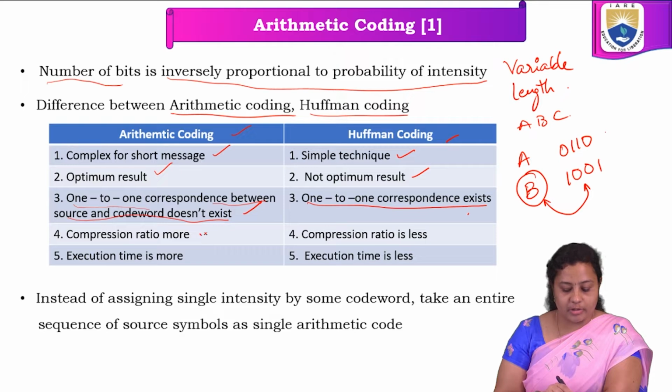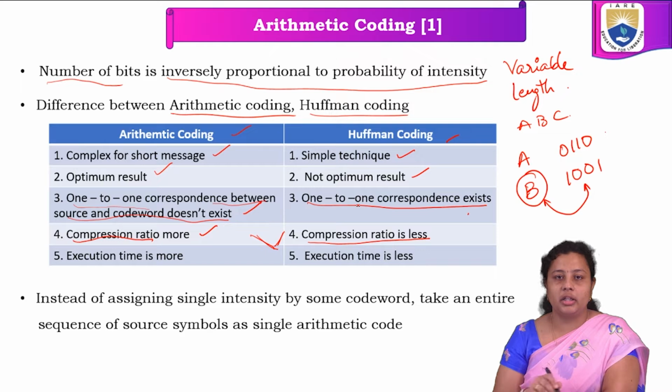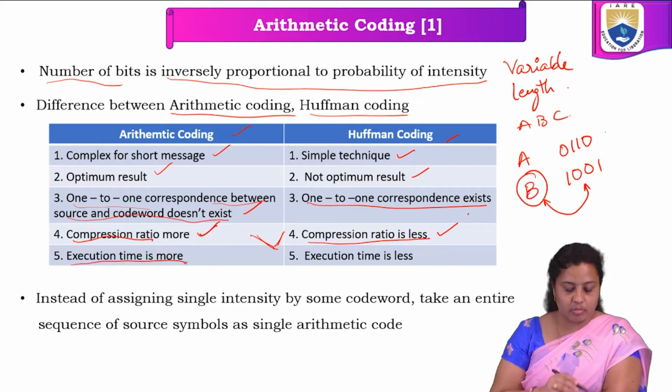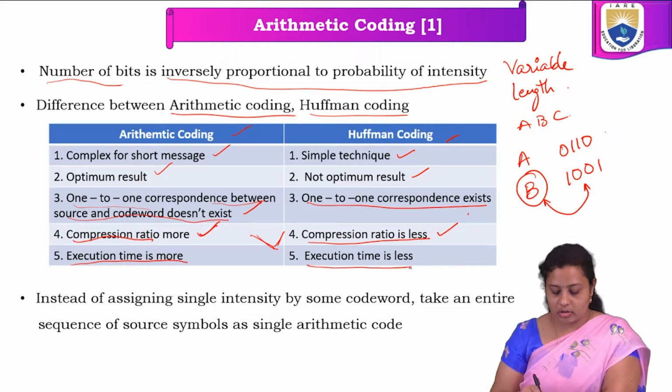An advantage of arithmetic coding is that the compression ratio is more. In Huffman coding, the compression ratio is less. When we compare arithmetic coding and Huffman coding, the compression ratio of arithmetic coding is better. Huffman coding's compression ratio is good enough, but compared with arithmetic coding it is lower. The execution time of arithmetic coding is more because, as I said, it is a little bit of a tedious process, while the execution time of Huffman coding is less.